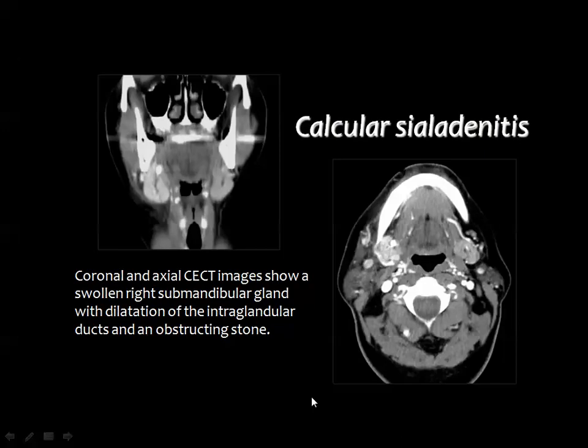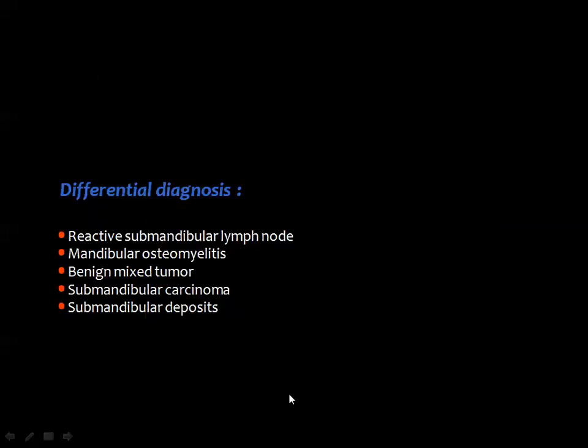And here is another example of submandibular sialadenitis due to calculus. The calculus is present in this example at the proximal part of the duct, and consequently the gland is a little bit enlarged, and it also shows a strong homogeneous enhancement.